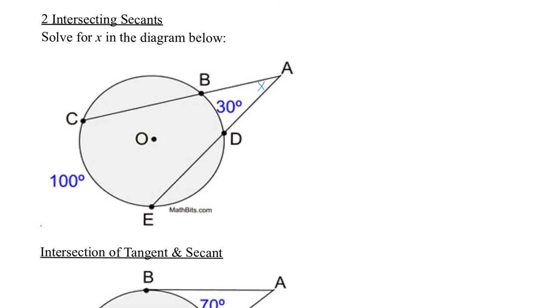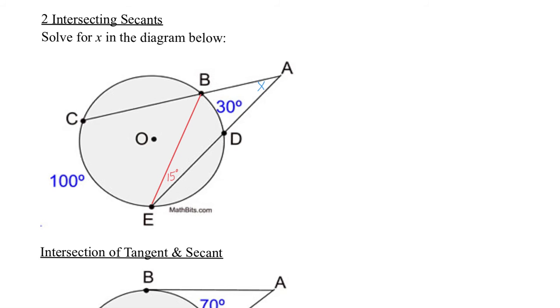Well, again, I'm going to use an auxiliary line. This time, I'm going to draw my auxiliary line from B to E, again forming a triangle. Now, what do I know? I know that this angle right here is an inscribed angle that cuts off arc BD. Arc BD is 30 degrees, so that must mean that this angle is 15 degrees.